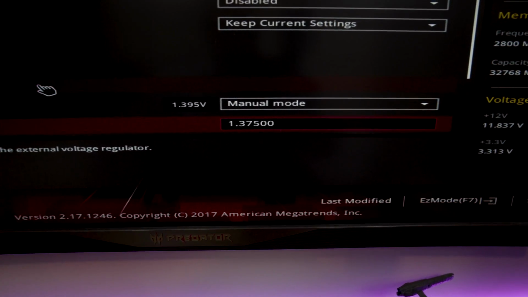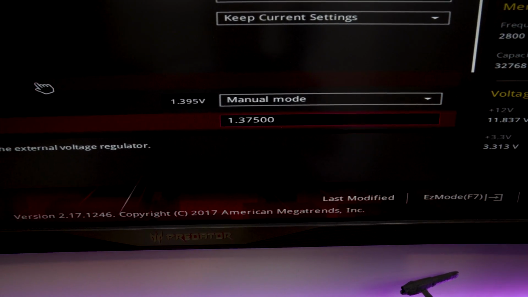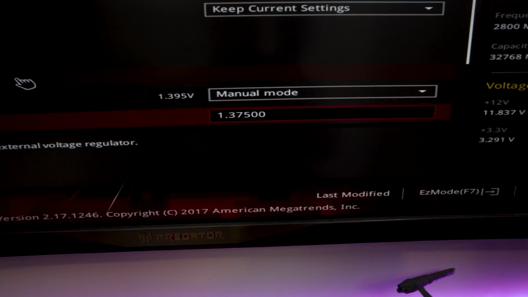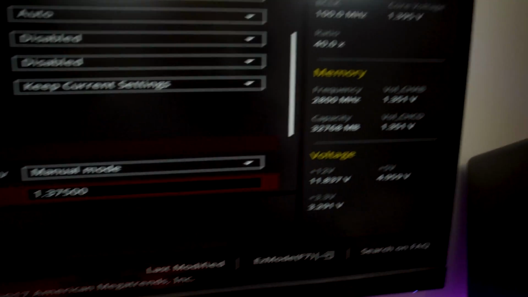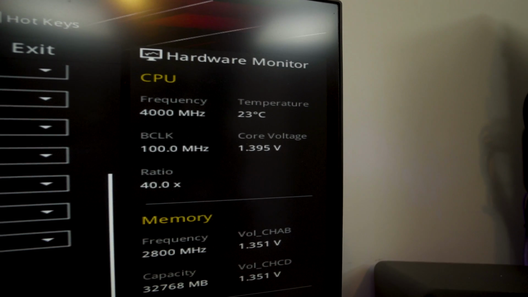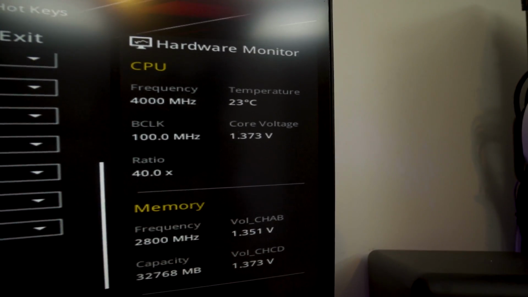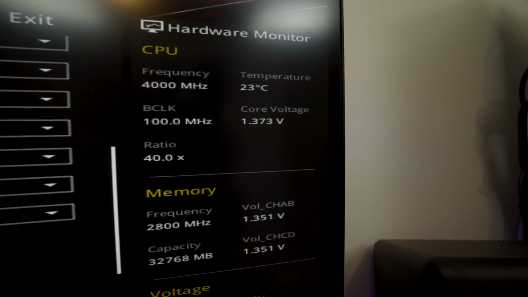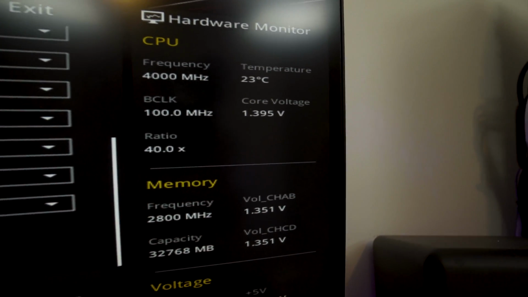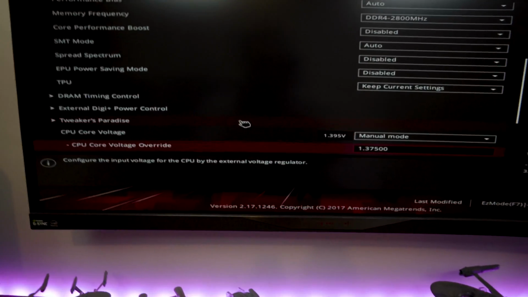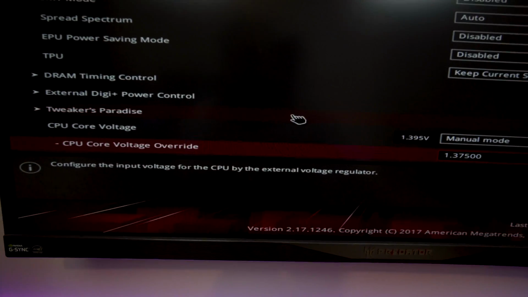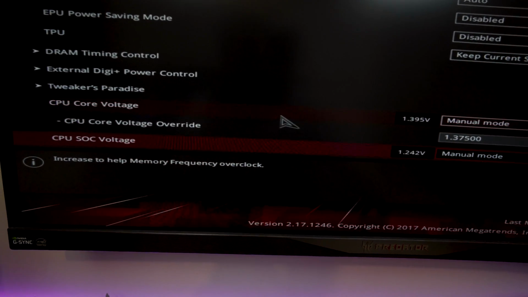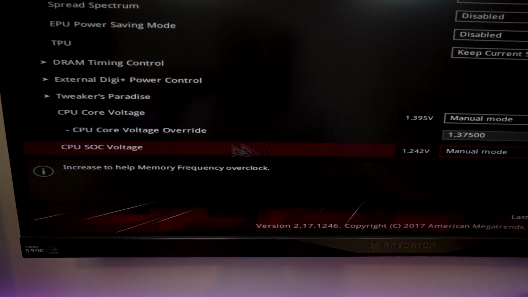You will potentially notice a slight difference from the voltage that you've dialed in. So this is at 1.375 volts. And actually, if we go across here, you can see it's fluctuating between 1.373 and 1.395 volts. That's to do with load line calibration, which we will leave for a conversation another day.